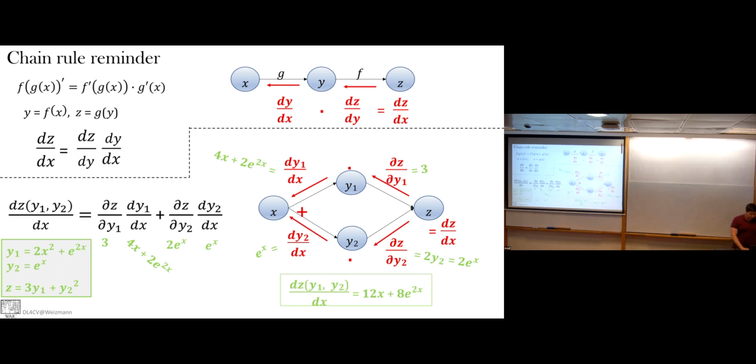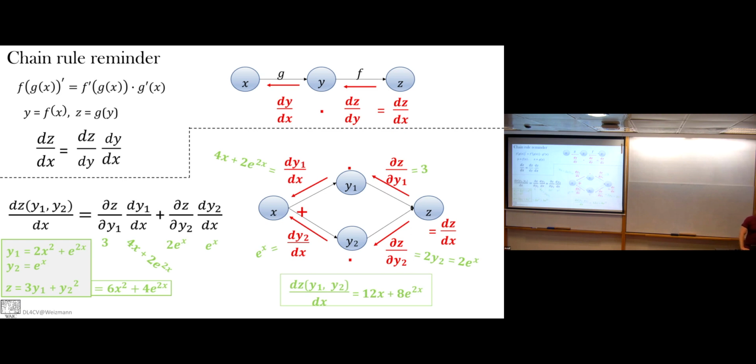And just to make sure that we're not crazy, in this specific case, we can reformulate z as a function of x. We just plug in what y1 and y2 are, and you can check that if I then take the derivative of this, you see, I get exactly what I need. It's 12x plus 8e to the 2x.